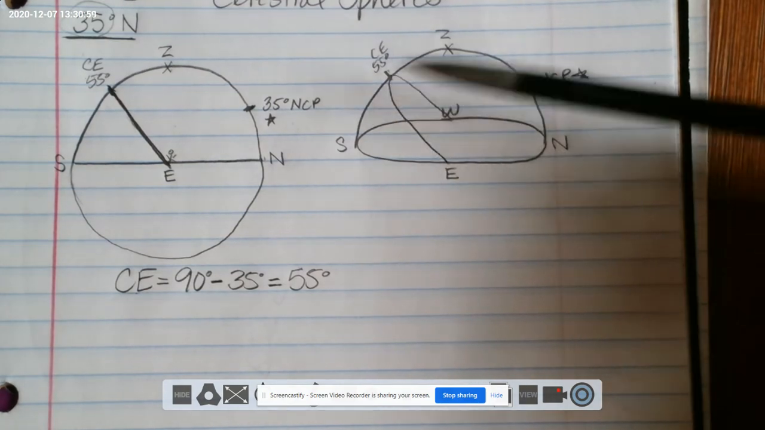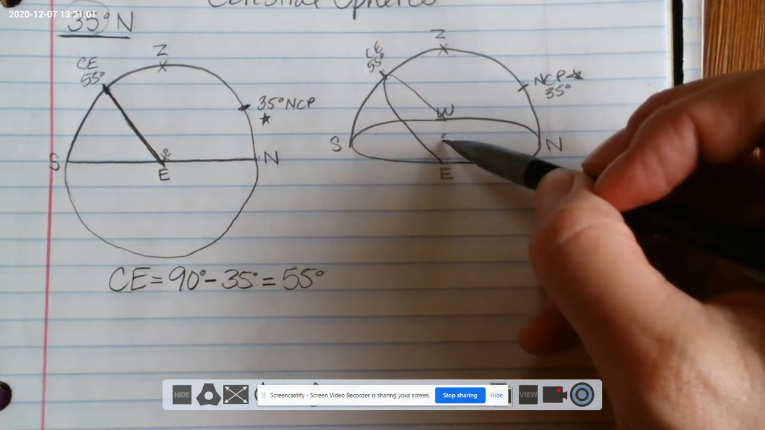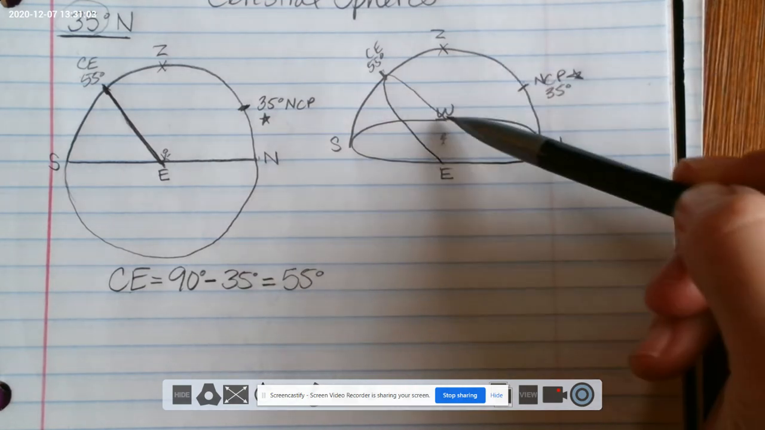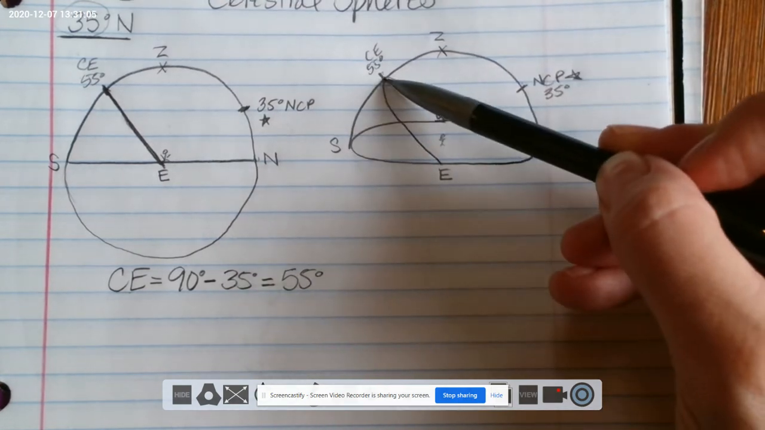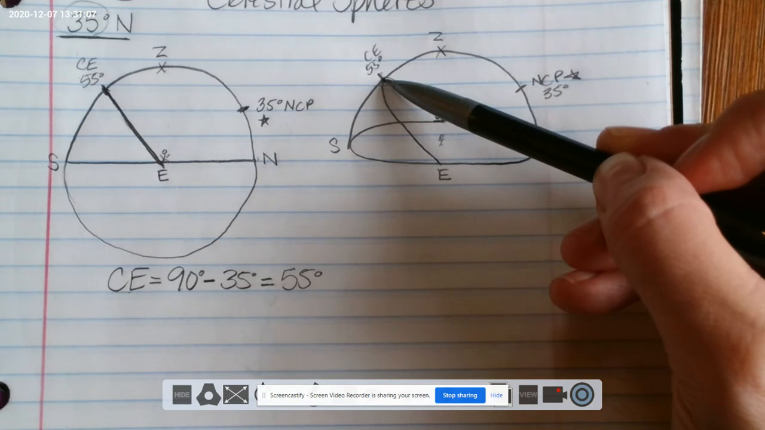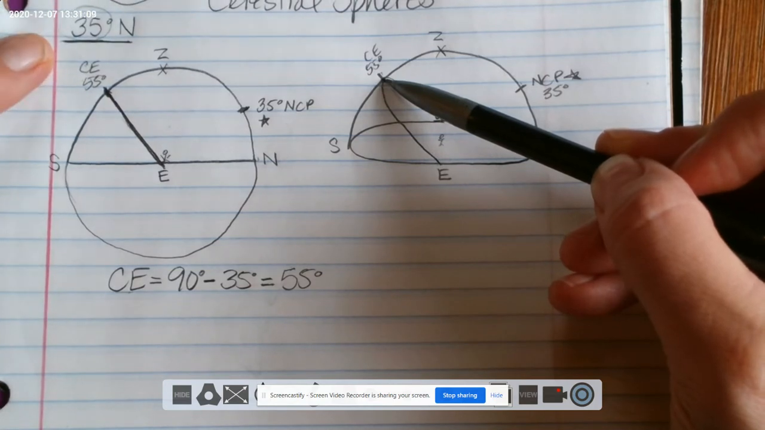So you're here watching, right? And it's going to set exactly west. So the highest it will get in the sky at this latitude, as long as you're here at 35 degrees north, you're going to see it only reach 55 degrees in the sky.